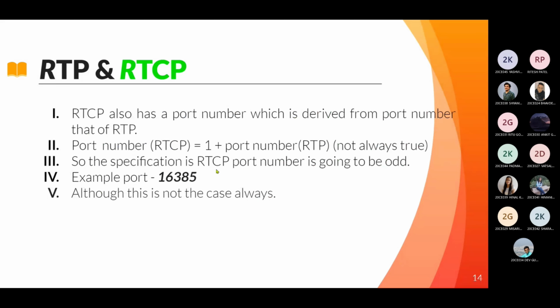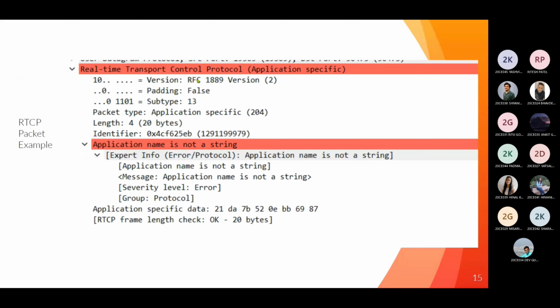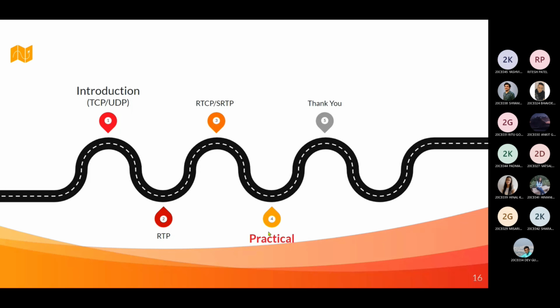So the specification is that the RTCP port number is going to be odd. Although this is not always the case that the RTCP number is the RTP number plus one. This is an RTCP packet example. Here the RFC version, padding and the synchronizers, the header part, are shown. So let us move to the practical part.